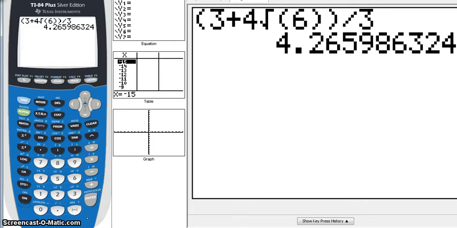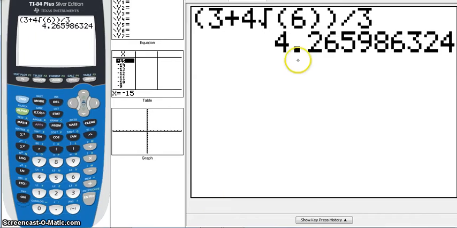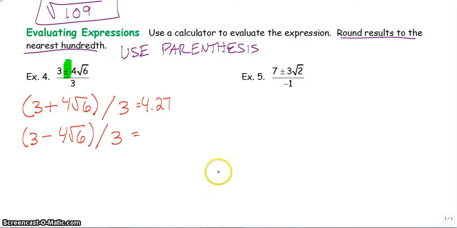My answer, rounding to the nearest hundredth, becomes 4.2. The 6 gets rounded up to a 7. You can see after I typed it in my calculator, my answer came out to be 4.26 and so on. I'm going to round because this is a 5 up to 4.27. So here's my first answer, 4.27.